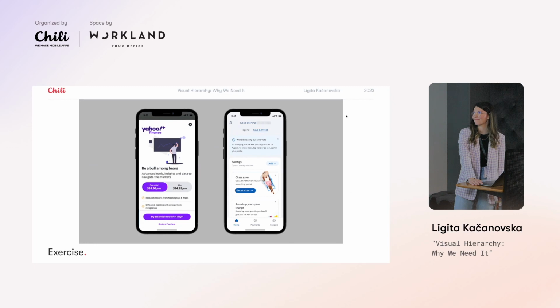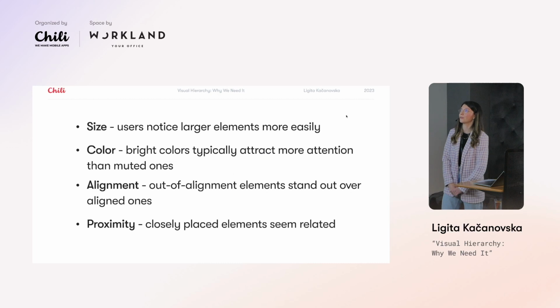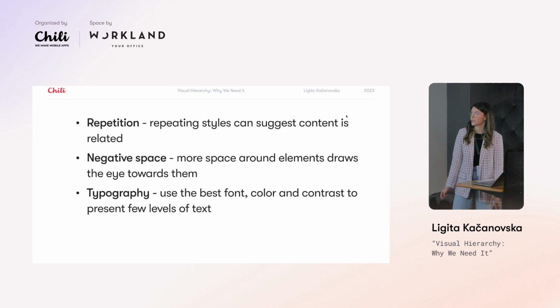And in conclusion, I want you to remember: size, users notice larger elements more easily. Color, bright colors typically attract more attention than muted ones. Alignment, out-of-alignment elements stand out over the aligned ones. Proximity, closely placed elements seem related. Repetition, repeating styles can suggest content is related. Negative space, more space around elements draws the eye towards them. Typography, use the best font, color, and contrast to present a few levels of text.